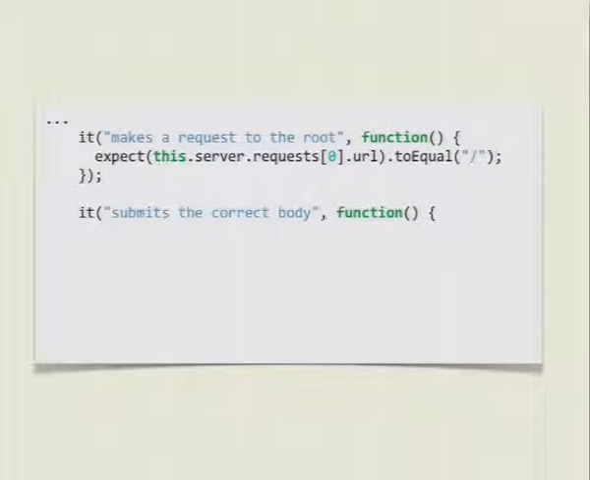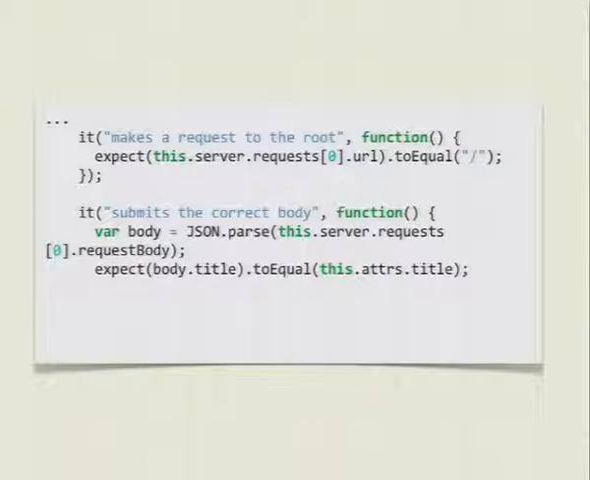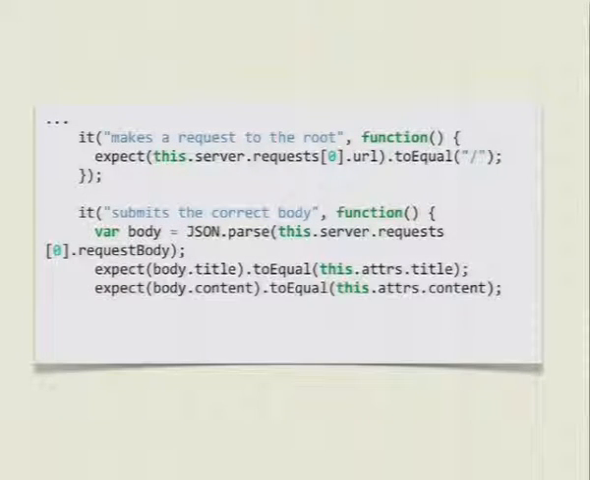And we can write another example while we're here. Normally you would make that first example pass and then come back, but for the sake of speed, we can write another example that checks that it submits the correct body. In this case, we can parse our request body using JSON, then inspect the title and content properties and expect them to equal our attribute properties that we set earlier.